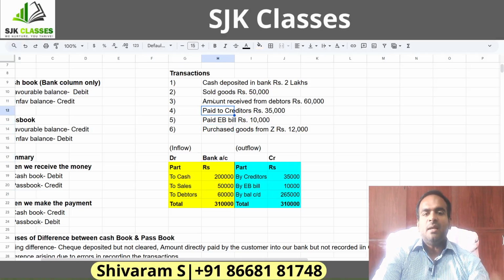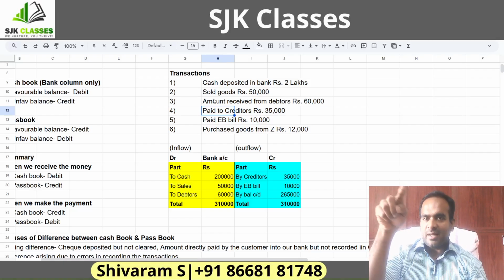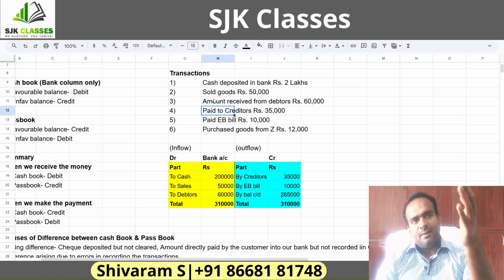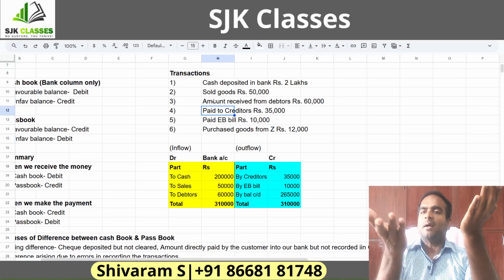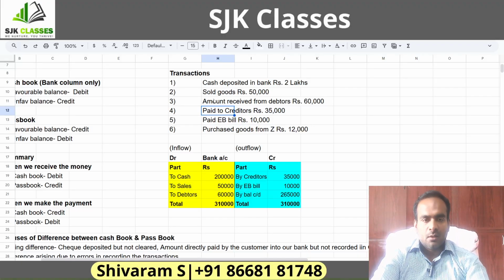Next one, paid to creditors 35,000. I have paid 35,000 to my supplier. What is the accounting entry? Creditors is a liability. When I pay the creditors, the liability comes down, so the liability will be given a debit. The entry is creditors account debit to bank. So in the bank ledger, what is the posting? It will be 'by creditors', so on the credit side, it's by creditors.